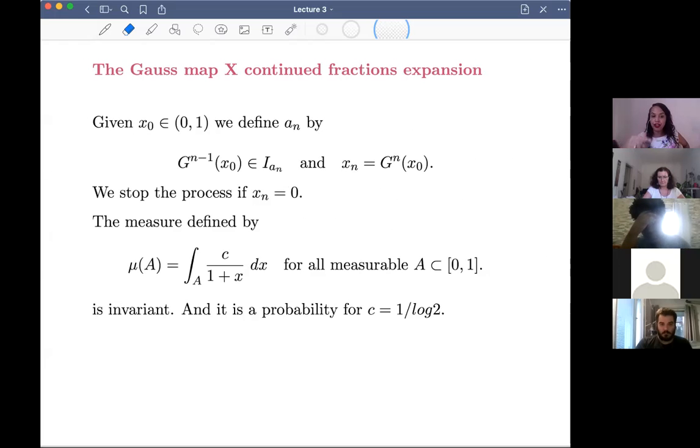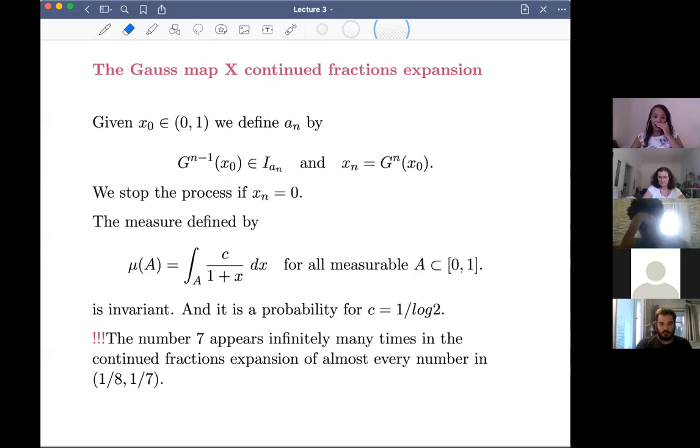And moreover, if we consider c equal to 1 over log 2, this is not a cabalistic number, you can compute it. If you consider c equal to 1 over log 2, this is actually a probability. Recall that a probability just means that the whole space has measure 1. Okay? So this is an invariant measure. Great. Once we have an invariant measure, we can obtain some results. So the first result that we can think of is the following. Let's take our favorite number, at least my favorite number again, 7.